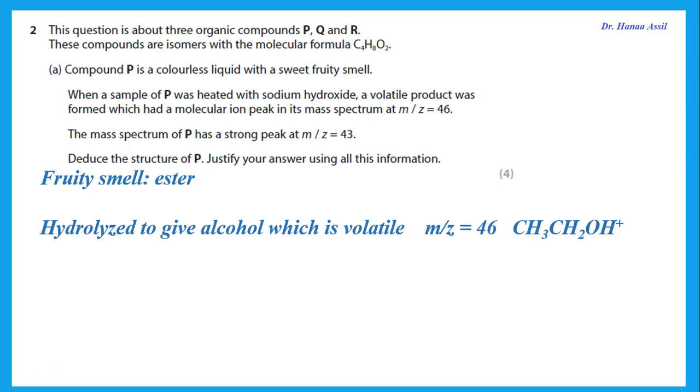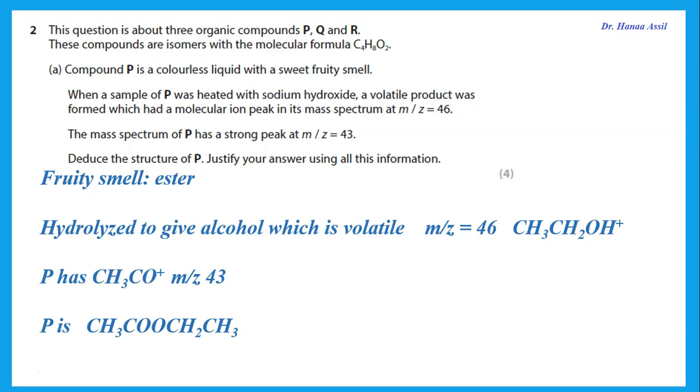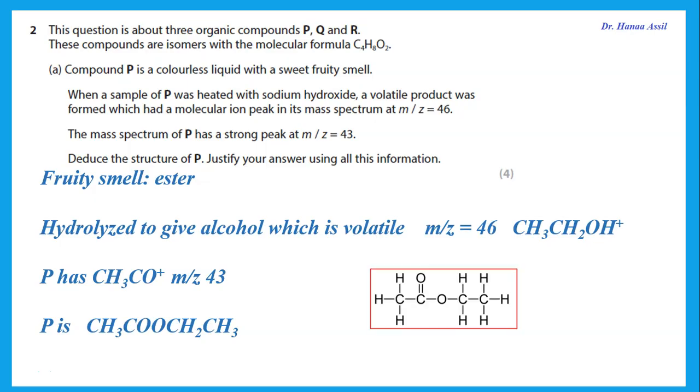The mass spectrum of P has a strong peak at M/Z 43. M/Z 43, that's the other part of the ester, which is the part that has the carbonyl group. So that tells us that our ester is ethyl ethanoate.